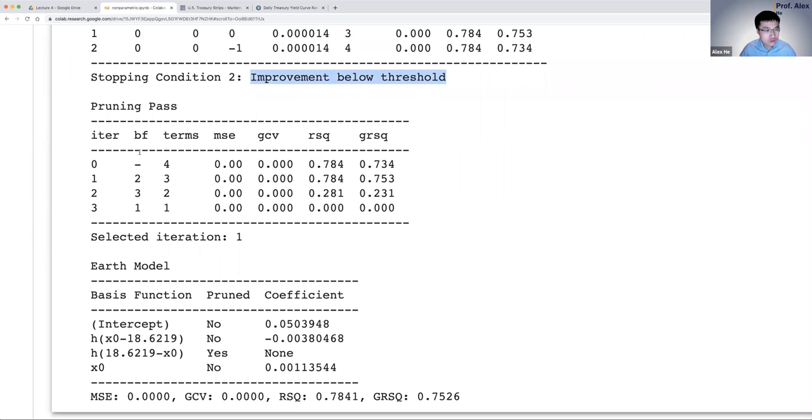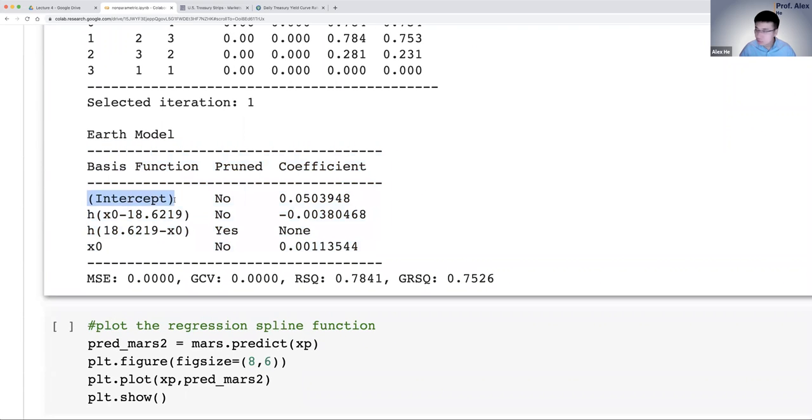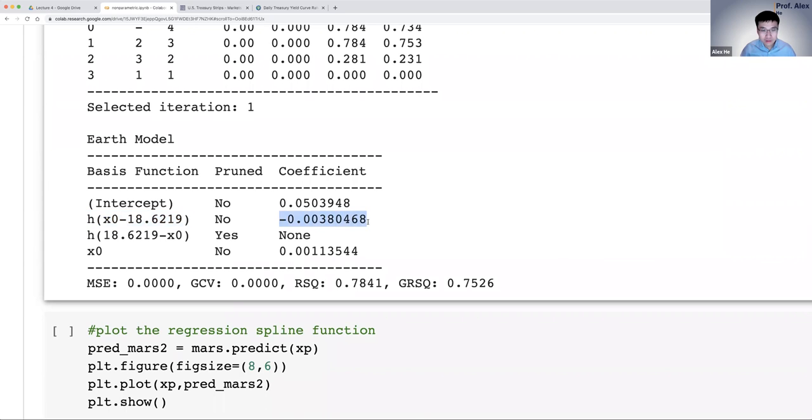And then the second thing it does is pruning, which means that you throw away some of the functions in the set that don't matter for the prediction. And finally, this table tells you what are the functions you end up choosing. Okay. And first, you have the intercept, which is the constant. And that number is about 5%. And then you have this function. So what this function is, it equals x minus 18.6 if x is greater than 18, and it equals zero if x is smaller than 18. So it's like this check function. And the coefficient of that function is minus this number.